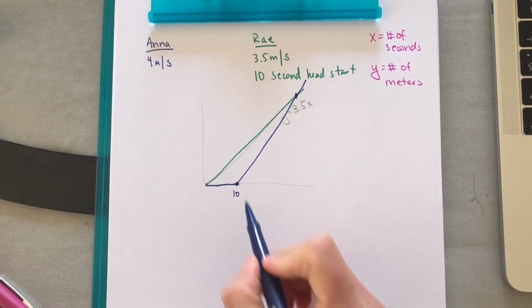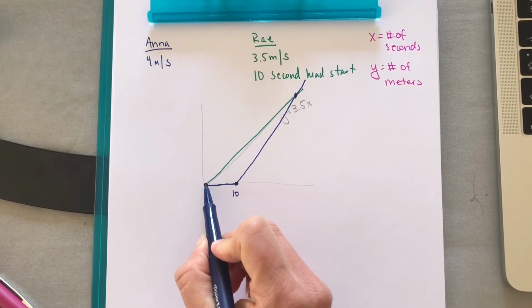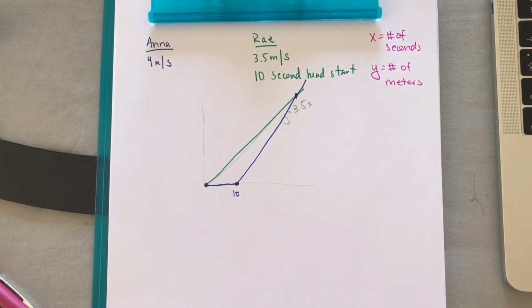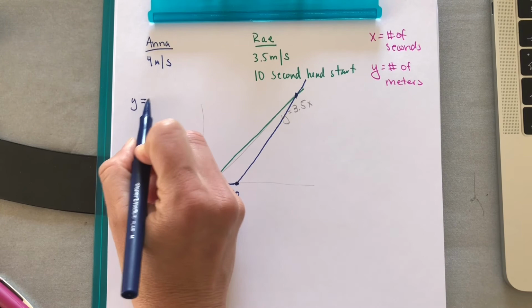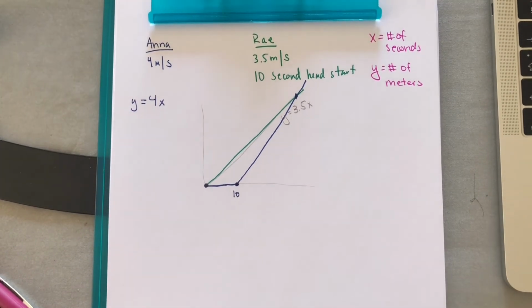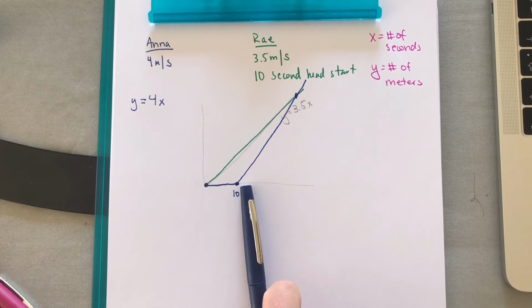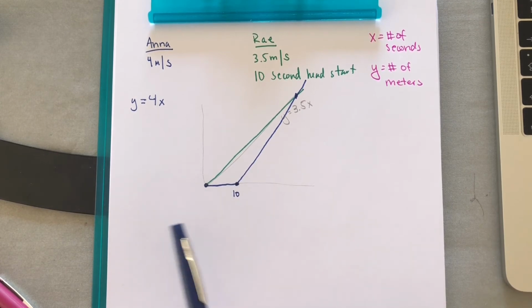So if Anna were starting here at the time when x equals 0, then her equation would just be y equals 4x. But she doesn't get to start running until 10 seconds into the race. So let's say the race has been going on for 12 seconds, so she's only been running for 2 seconds of the 12. If we're up to 20 seconds, Anna's only been running for 10 of those 20 seconds.